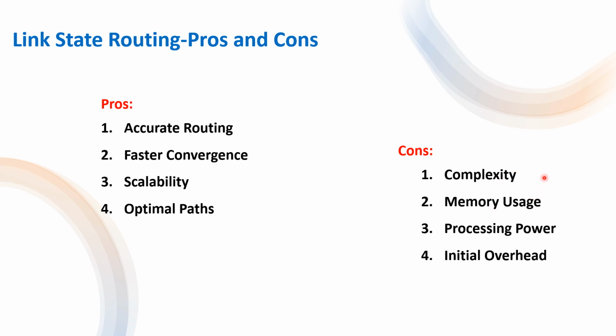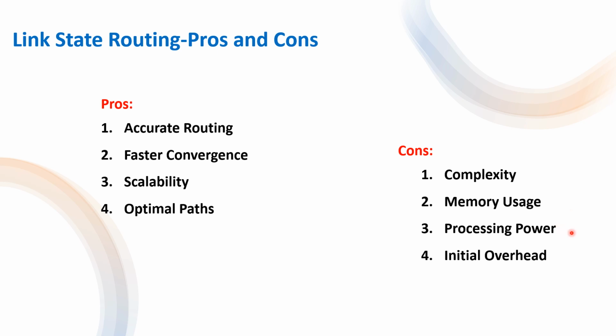Link state routing protocols are more complex to implement and configure compared to the simpler distance vector protocols. The detailed network view and sophisticated algorithm require careful management. Each router maintains a comprehensive link state database that can consume significant memory, especially in large networks with many routers and links.